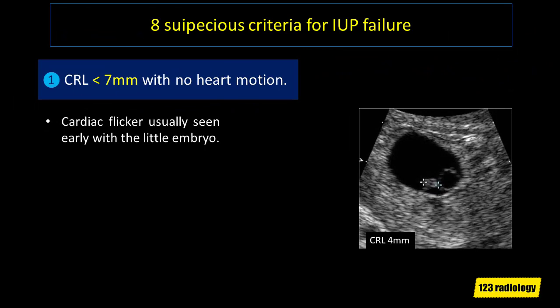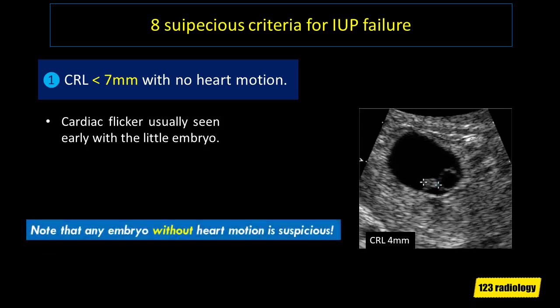The first suspicious criteria is a crown rump length less than 7 millimeters with no heart motion. You should never see an embryo without heart motion, as the heart motion starts early, even before you can see the embryo definitely. If you see an embryo without heart motion, that is suspicious for pregnancy failure. As you can see on the image, the crown rump length is 4 millimeters, however no visible cardiac pulsations. This is suspicious for pregnancy failure, and follow-up ultrasound study is highly recommended. Note that any embryo without heart motion is suspicious.